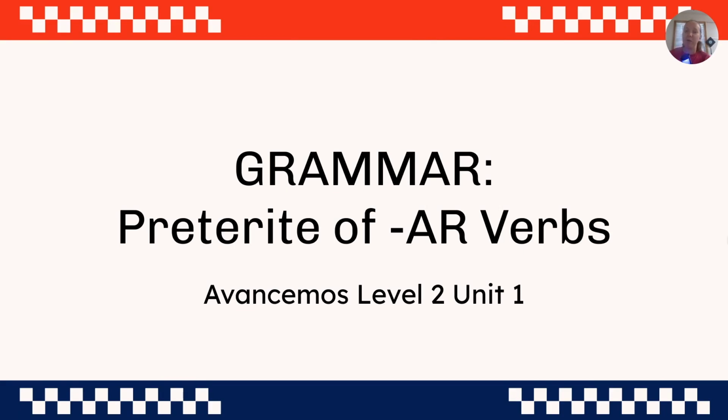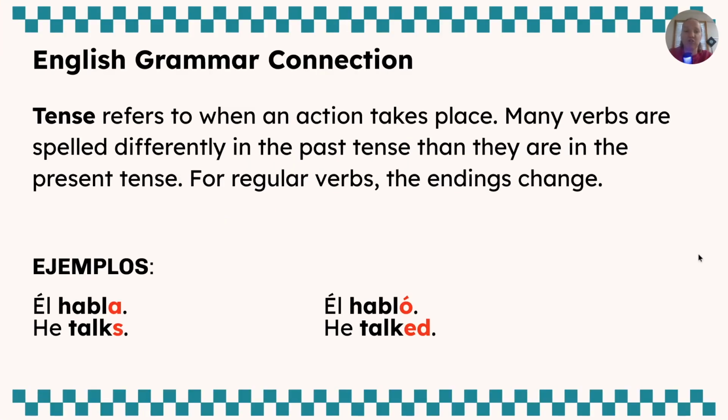Today we're talking about the preterite of AR verbs. So our English grammar connection here, we have tense refers to when an action takes place. So if we remember, the preterite is the past tense of an action. So we actually have two different past tenses in Spanish. We have the preterite, which we are reviewing right now, and there's also the imperfect, which we will learn about later. Just like in English, the tense, how you form the word, is different.